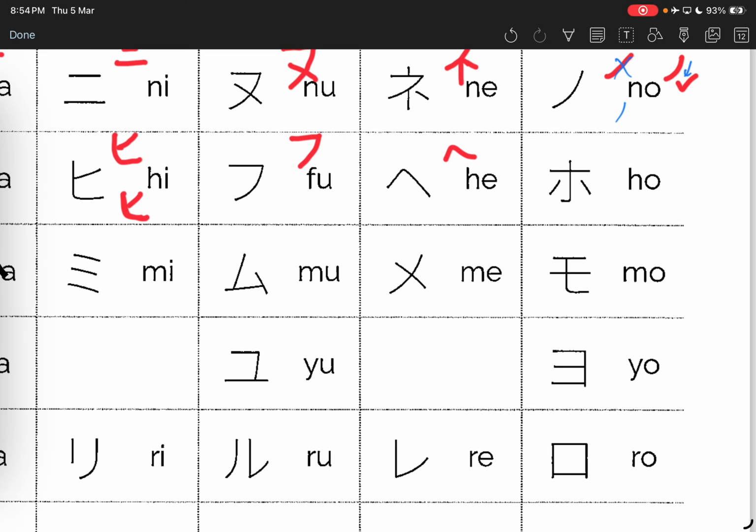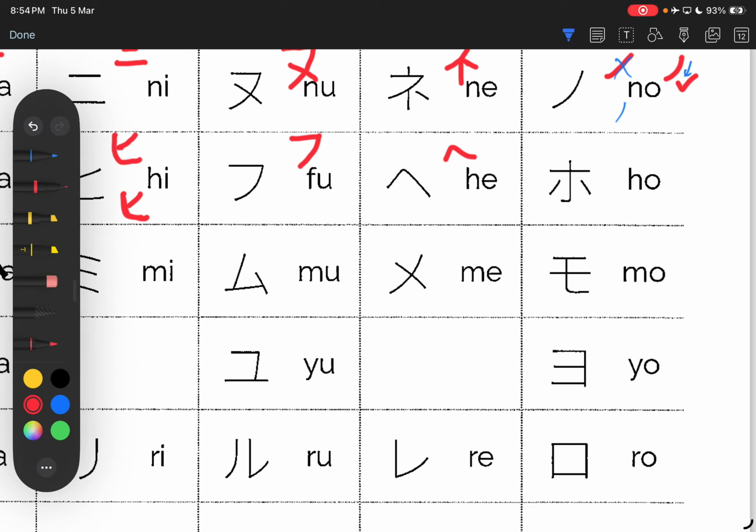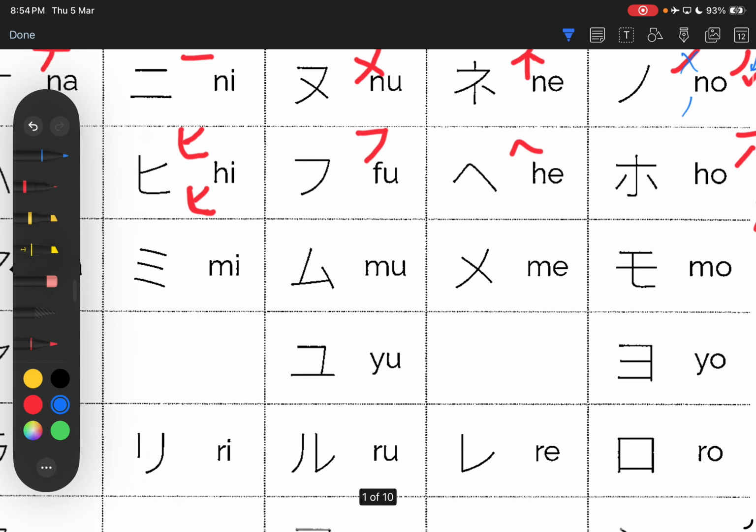Okay, continue. We have ho, H-O, ho. This one is different from how it looks. We write it like that: one horizontal line, one vertical line, and then two mustaches on the side. There's no need for any hook or any pullback. It is not like our Chinese character mu also. They don't stick to the right. So please take note, this one doesn't stick. It is two mustaches.